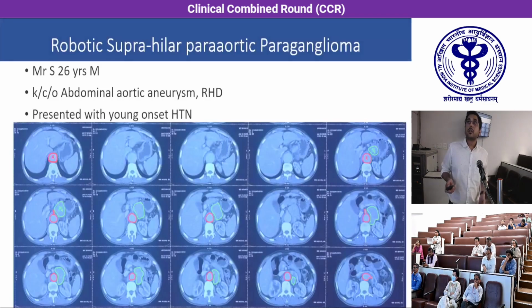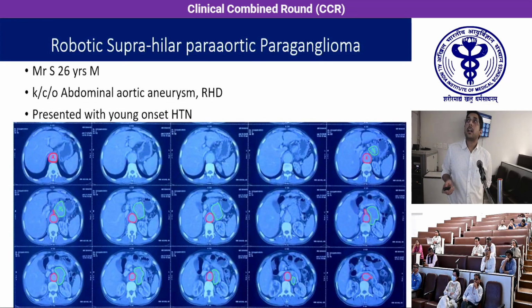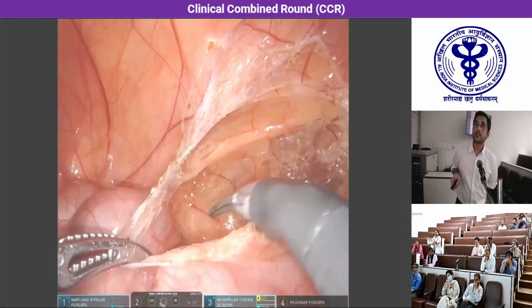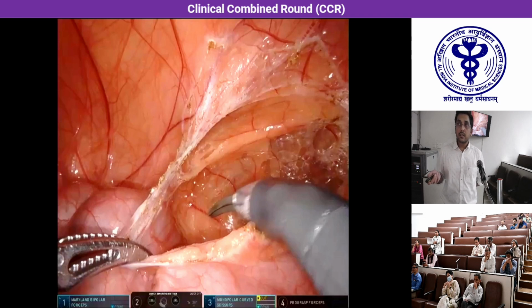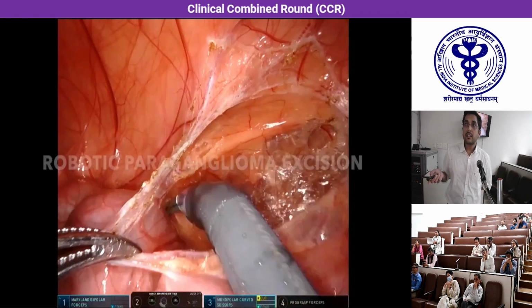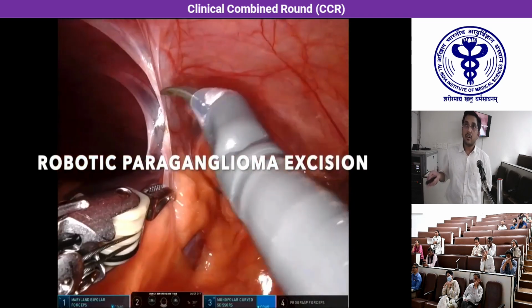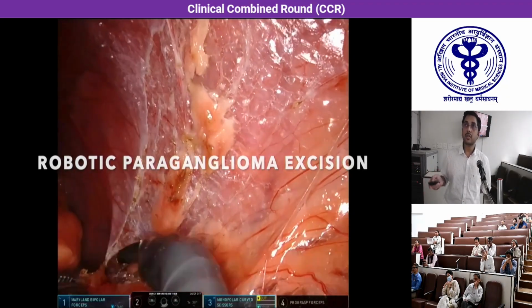So we start with the suprahilar para-aortic paraganglioma. The crucial thing is the green colored marked paraganglioma is closely abutting the celiac axis as well as the SMA, the pancreas and the renal left side hilar structures. So we did this procedure in right lateral decubitus position in the standard nephrectomy ports.